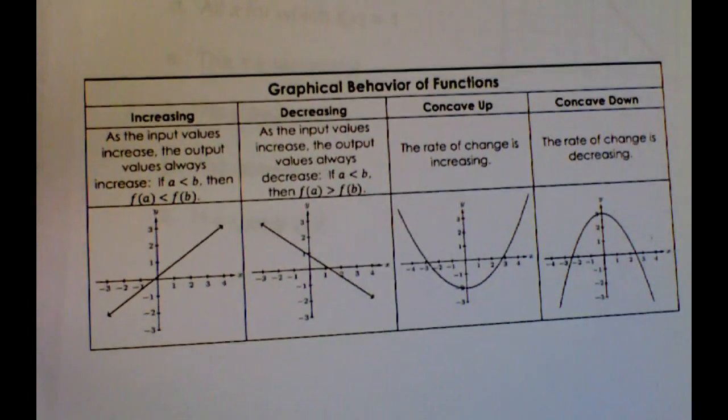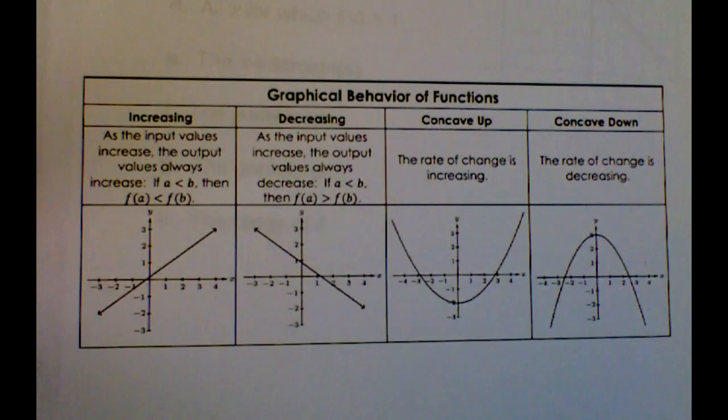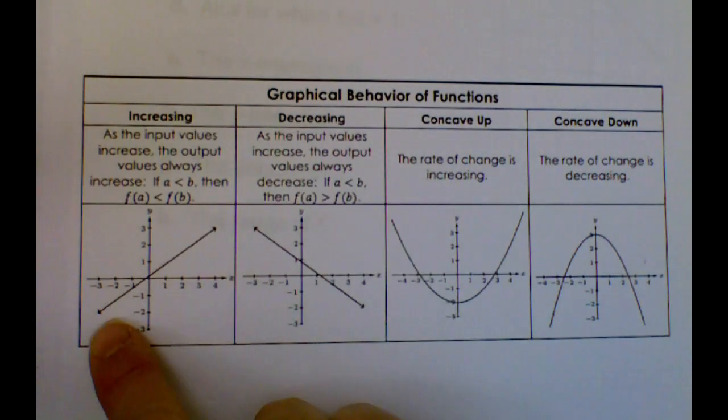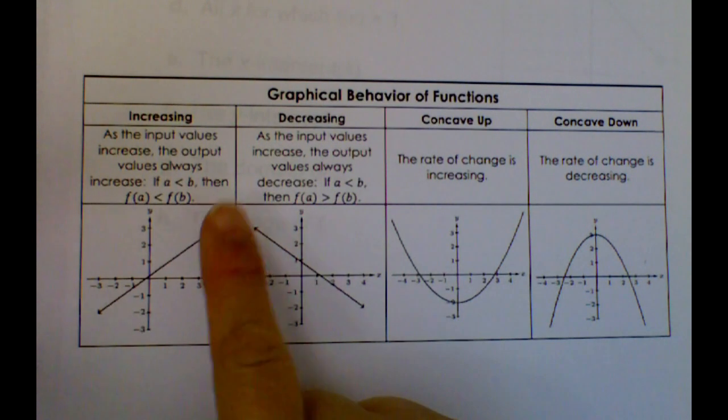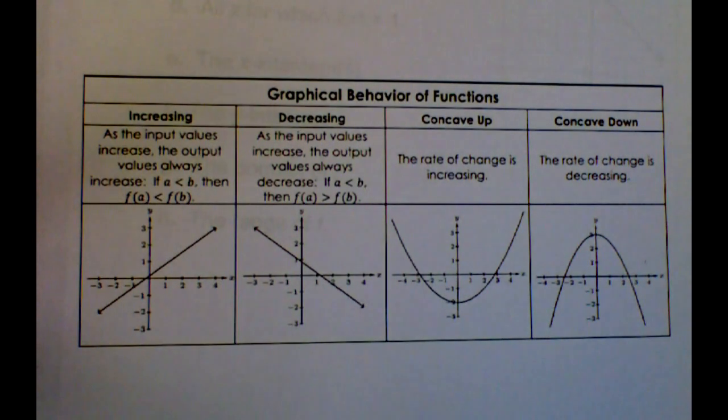And now some graphical behavior of our functions. A function is increasing if, as the input values increase, the output values always increase. So if a is less than b, so if I'm talking about left to right, then f of a is less than f of b. So left to right, it goes up. Decreasing: as the input values increase, the output values always decrease. So if a is on the left of b, then f of a will be greater than f of b. So going left to right, it's going down.